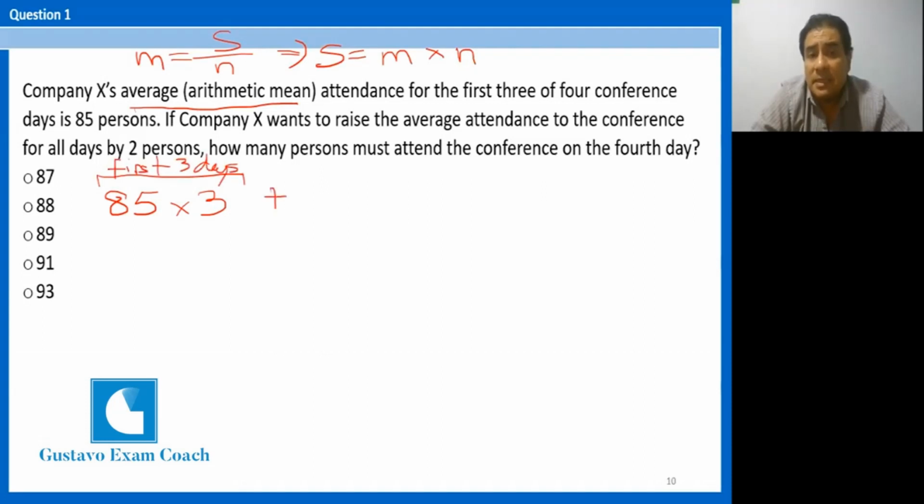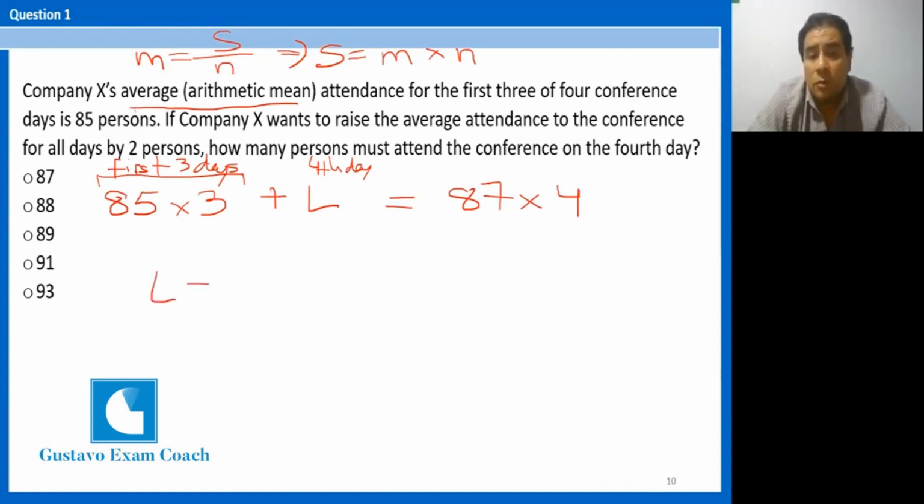Let's say that the attendance on the last day is L. So the sum of these two values should be the total attendance for the 4 days of the event. But according to the problem, the average attendance for the whole event, that means for 4 days, is expected to be 2 persons better than 85 persons. That is, an average of 87 persons per day. And if this is the expected average for the whole attendance, then the total attendance expected should be 87 times 4, since this gives you the total sum if the average is 87.